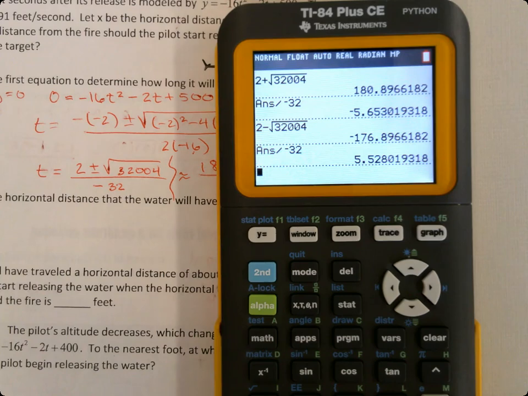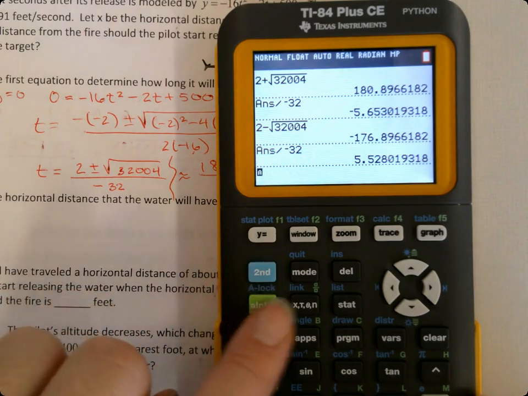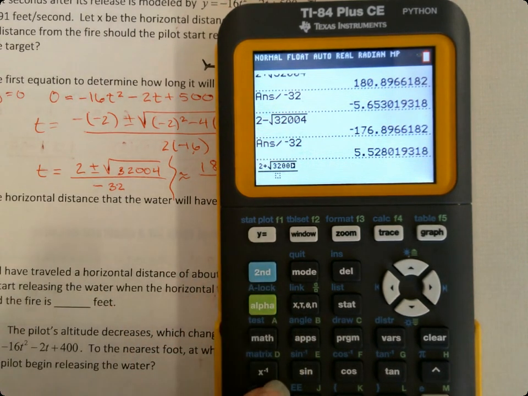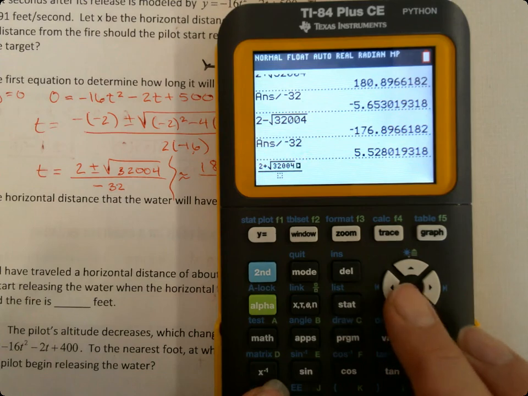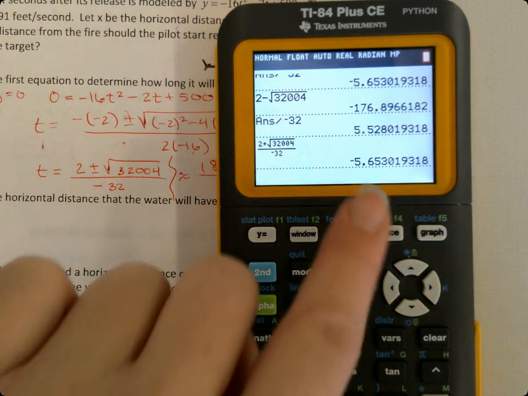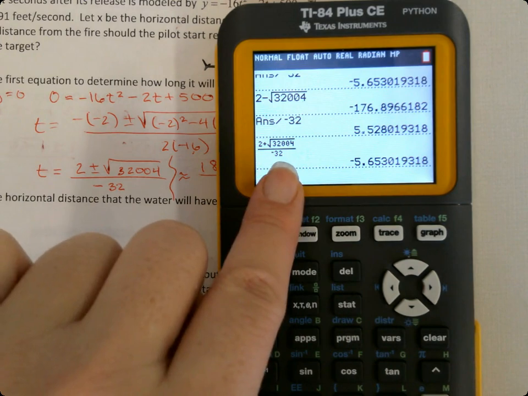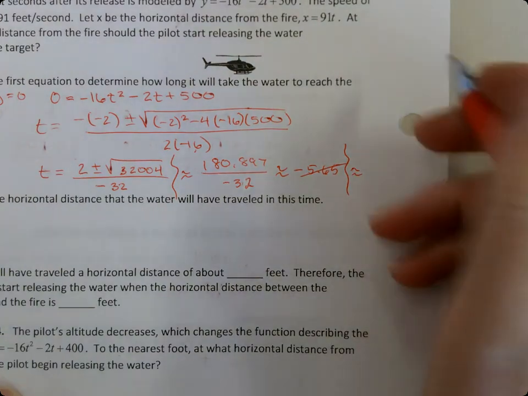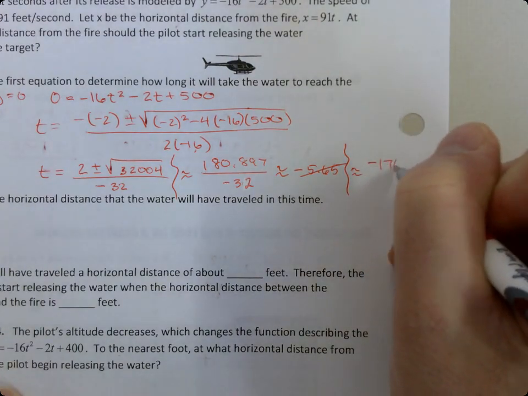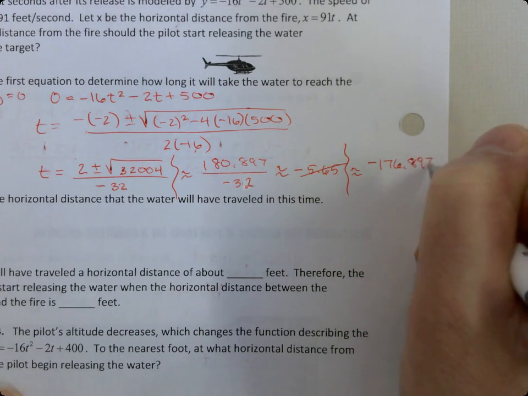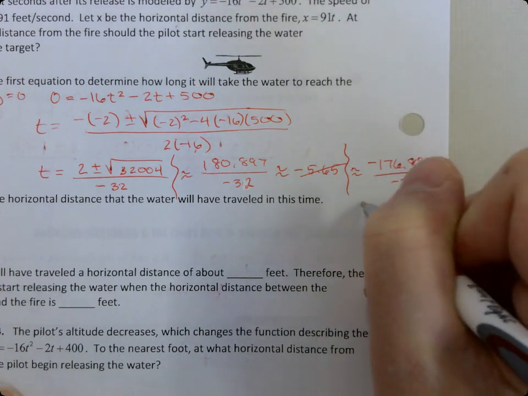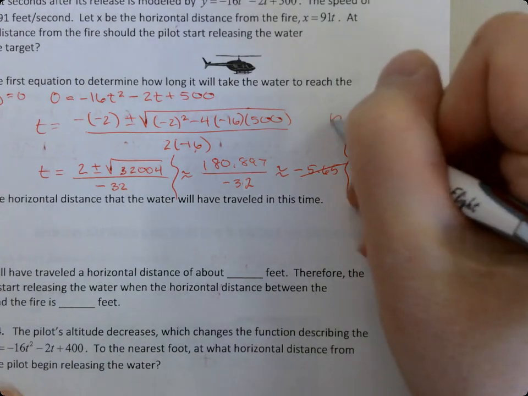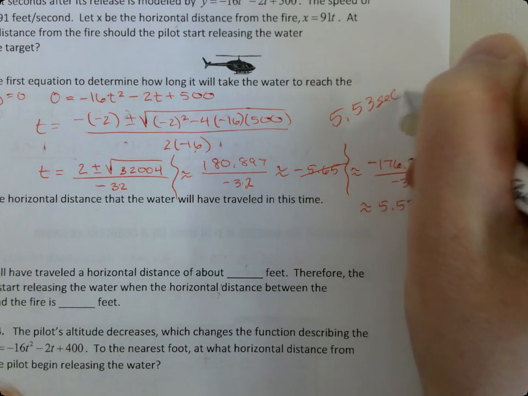Now, I'm just going to throw this out there. If you want to put it in as a fraction, you got your fraction key. You could type it in all at once. Get out of there, go to the denominator, divide by negative 32. You will get that same answer. But you either have to put it in as a fraction or do it as 2 different steps, okay? All right, what did we get here? I got negative 176.897 divided by negative 32, and that was approximately positive 5.53. And so 5.53 seconds for what to happen, guys?